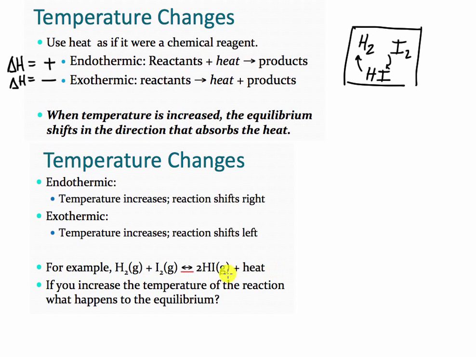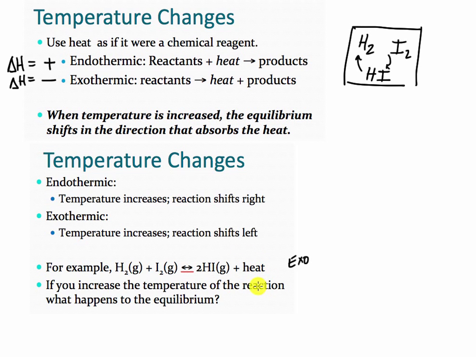Okay, so here's what I'm talking about. Let's take a look at this example here. We've got the hydrogen and iodine forming hydrogen iodide gas. Here we're adding heat on this side, so this is considered an exothermic reaction. This is exothermic because it's releasing heat. Okay, so heat is a product.